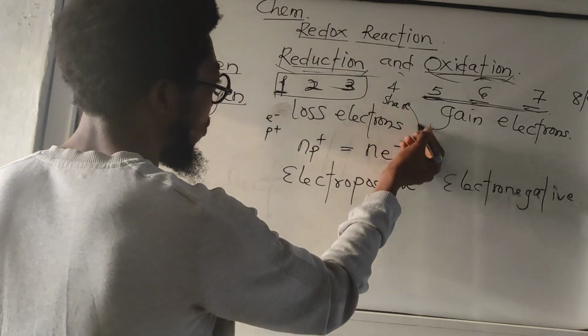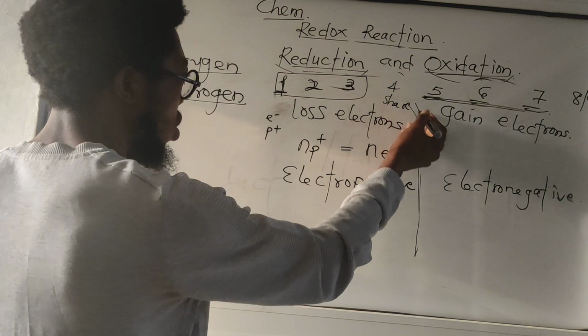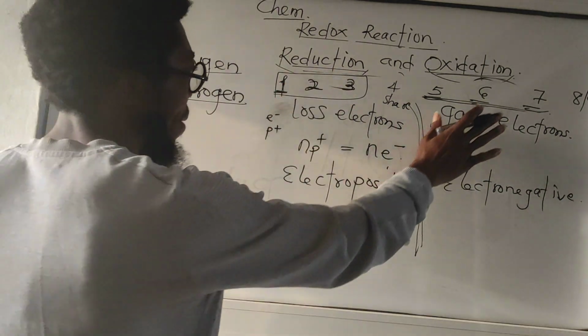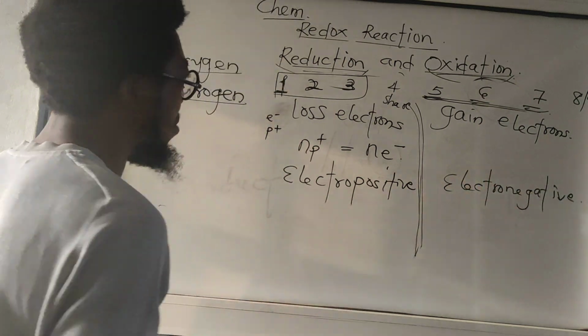But the people in group 4 don't gain, they don't lose. So we call them metalloids. So people that are here are metals, while people that are here are called non-metals.